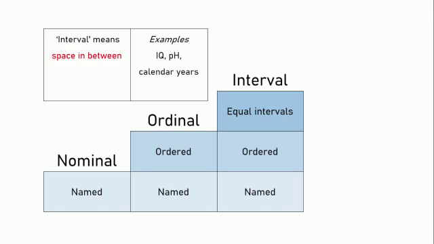Also, we can perform addition and subtraction on variables of the interval scale. We can say that a person with an IQ score of 110 has an IQ that is 10 points higher than someone with an IQ score of 100. But in an ordinal scale, we cannot say that a person in college is 2 levels higher than a person in middle school.